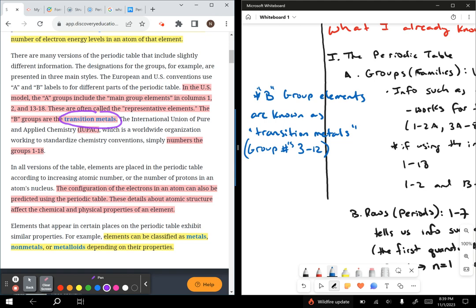Okay, now there was a newer version, a newer naming method. You guys saw the International Union of Pure and Applied Chemistry, IUPAC. I was trying to remember that in class. They number them 1 through 18. That's like the newer standard, okay? Okay, coming down to the next paragraph.